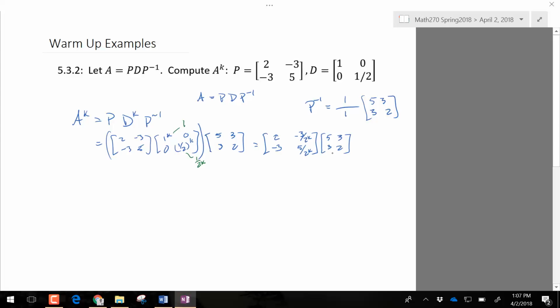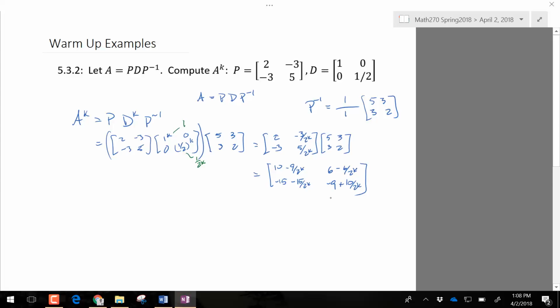Okay. And then we'll do one more matrix multiplication here, and that's going to be 10 minus 9 over 2 to the K, and then 6 minus 6 over 2 to the K, and then negative 15 plus 15 over 2 to the K, and then negative 9 plus 10 over 2 to the K.